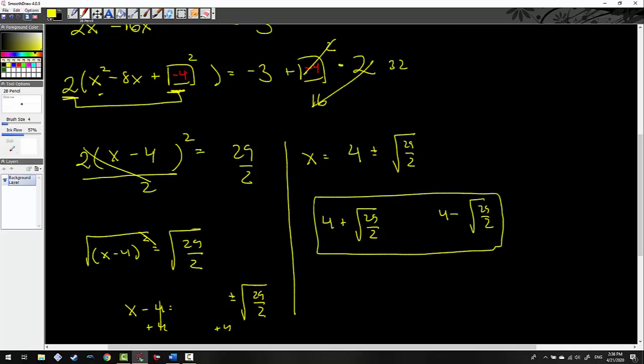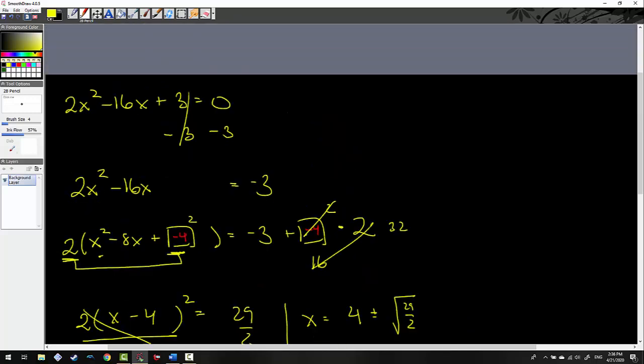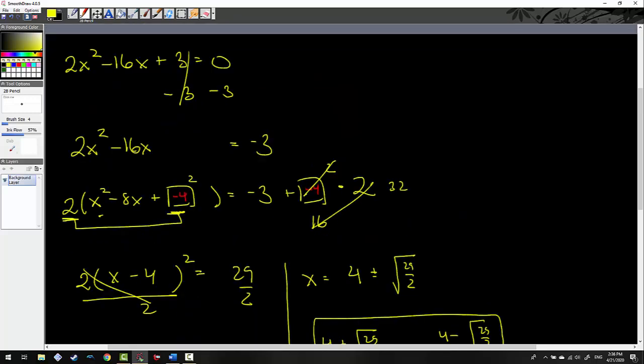And I think that will wrap it up for the completing the square extra practice. So if you need to, go and rewind and see where things aren't making sense, and we will see you guys on Wednesday.